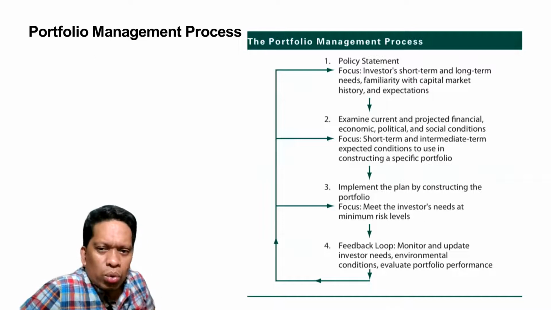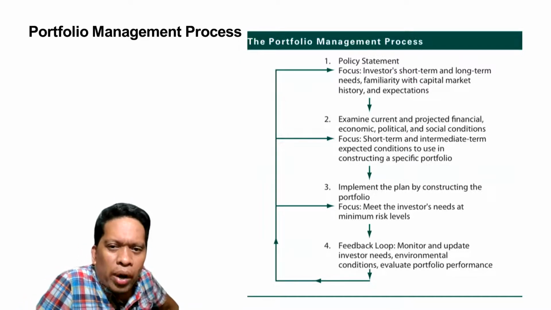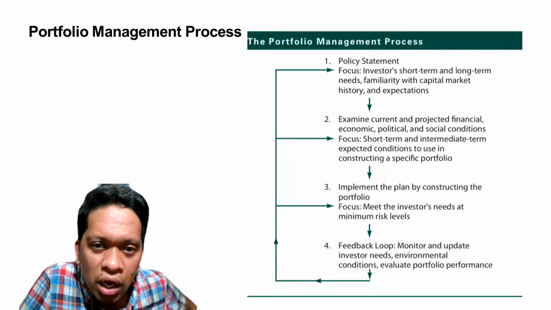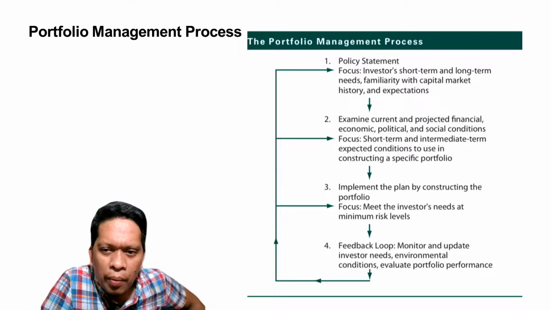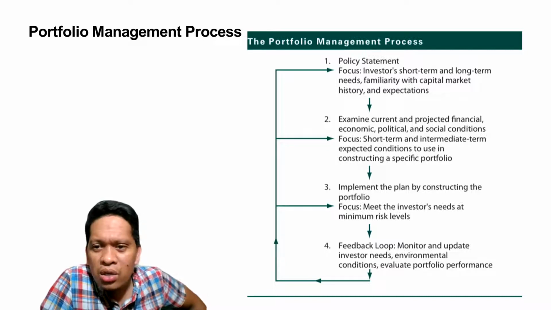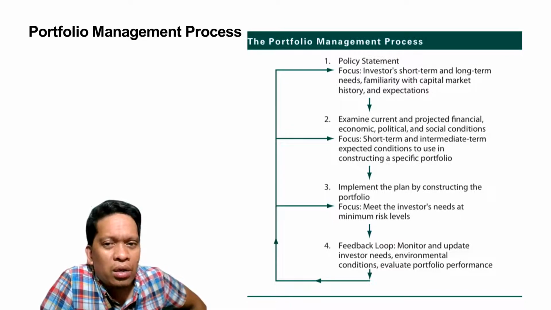So you will have to identify, number one, for your portfolio management, your policy statement. Then you will have to focus on investors' short-term and long-term needs, familiarity with the capital markets, history, and expectations. So three things: identify your goals and your needs, then familiarity with the capital markets, because if you do not know, how can you create your policy statement, and then your expectations for the future? So remember, identify your needs, the market, and your expectation. Then you can design your policy statement.